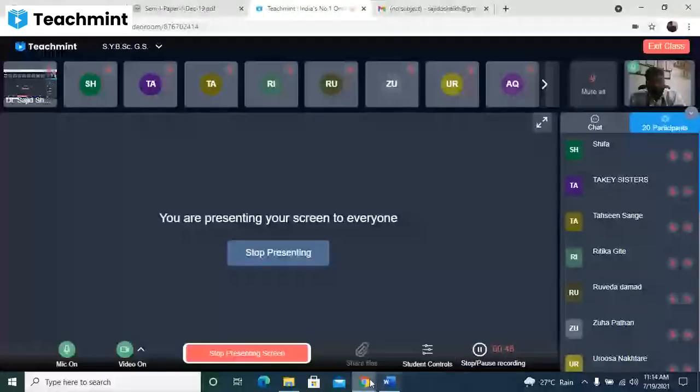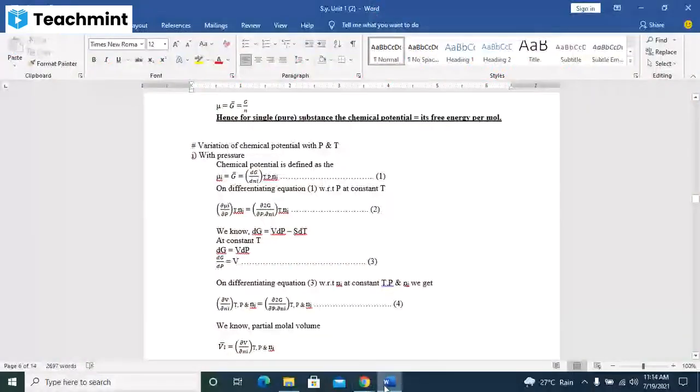I am sharing the screen. The chemical potential is defined as mu i is equal to G bar, which is equal to dG upon dNi at T, P in J. On differentiating this equation with respect to the pressure at constant temperature, we vary one thermodynamic parameter, and at that time the others remain constant. Here we are going to vary the pressure, and at that time the temperature will remain constant.